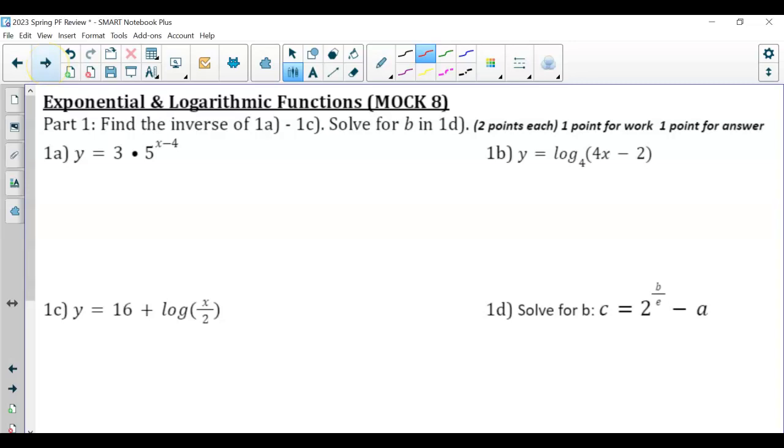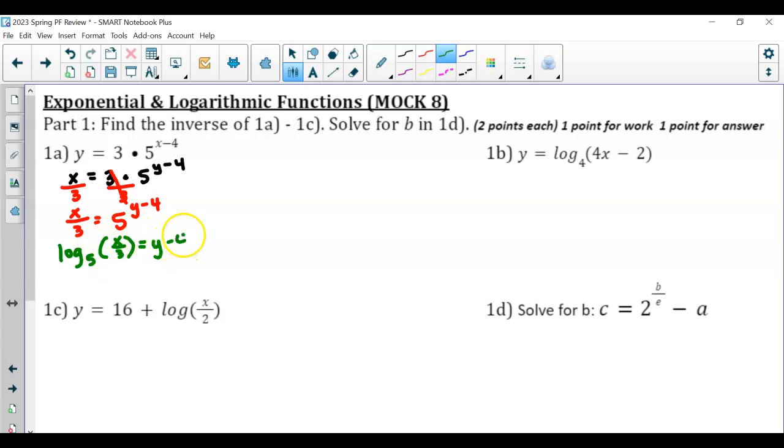So now getting into the mock 8 question, we're focusing on the fact that they are inverses of each other, inverse functions. So like here, if we're getting the inverse of 1a through 1c, you need to first make sure that you switch the x and y. Now we can go ahead, but first always get the exponential by itself. So we need to do the opposite, which is divide by 3. So now x divided by 3 is equal to our exponential. Now it's by itself, and you can write it as a log. So log base 5 of x divided by 3. Keep that all together in parentheses, which is equal to y minus 4.